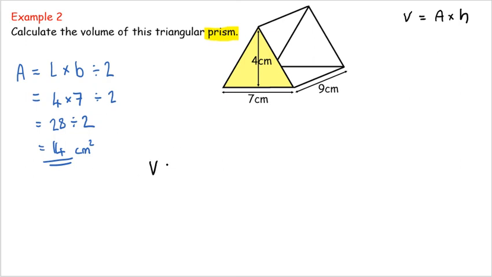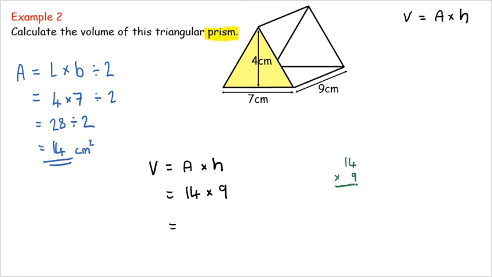So the volume is going to equal area multiplied by the length of the prism, or the height of the prism. So the volume is going to equal the area we worked out, which is 14, multiplied by the length, which is 9. Okay, and again, what we could do is just file it in the calculator if we want, or we could go off to the side and just do a quick calculation. So 14 multiplied by 9.